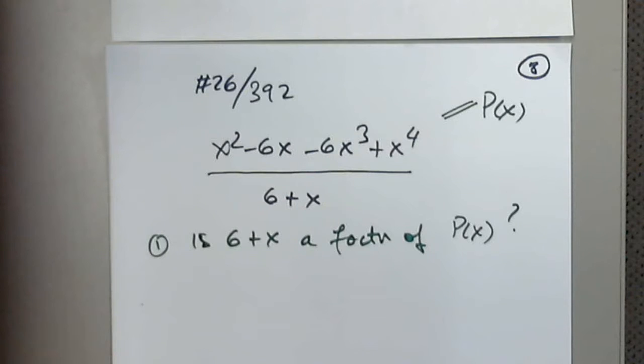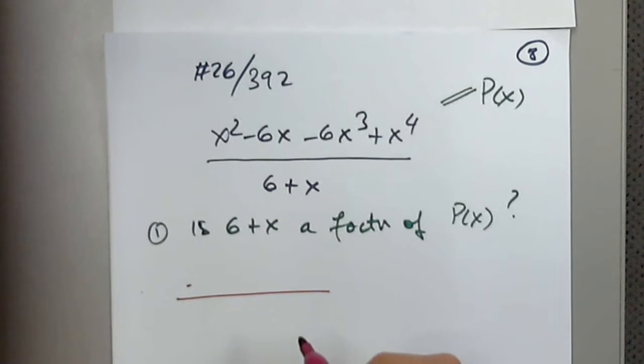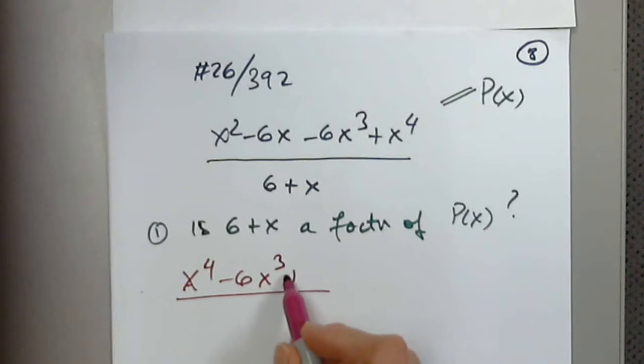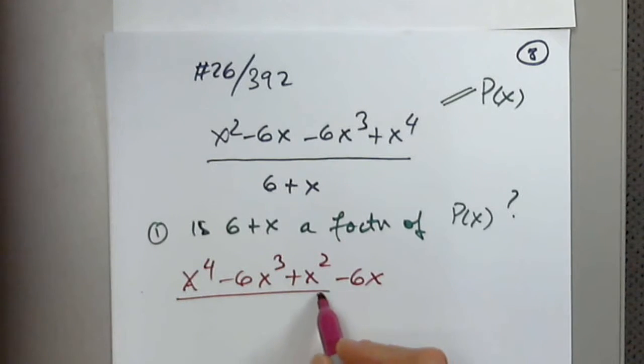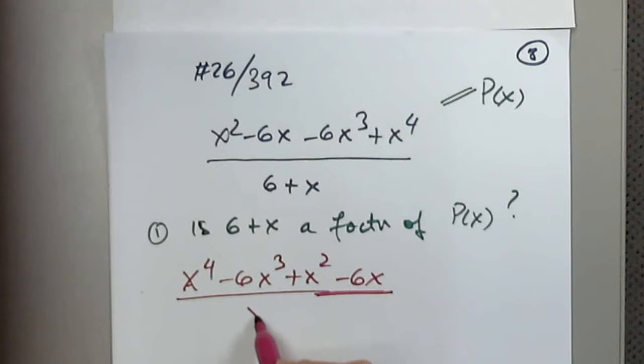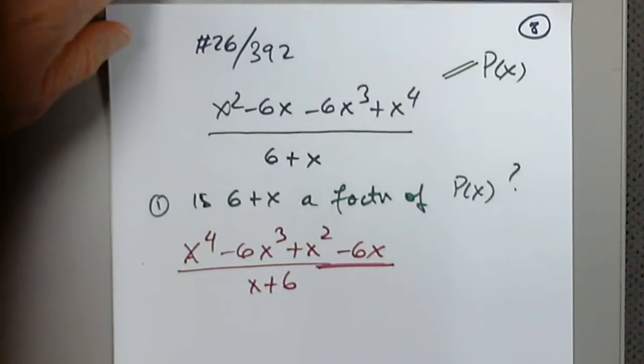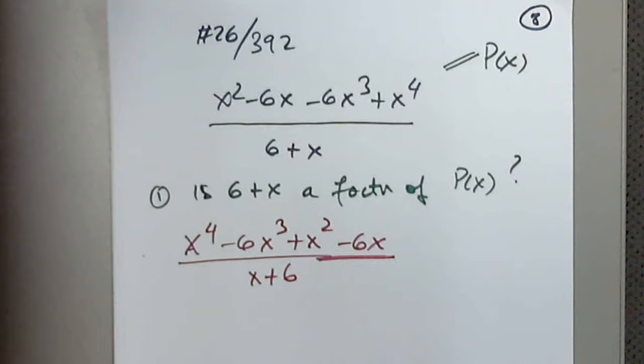What do I have to do first? Yes, it has to be in descending order, everything. Awesome. Thank you. So can anyone dictate? x to the fourth, minus 6x cubed, plus x squared, plus 6x, divided by 6 plus x, x plus 6. Very good. Okay. Question.